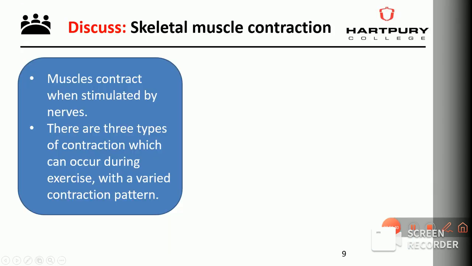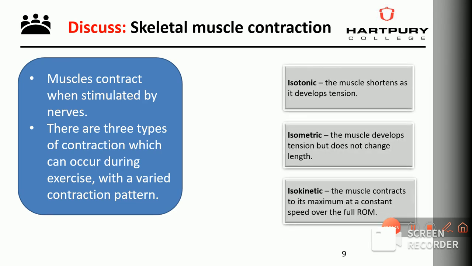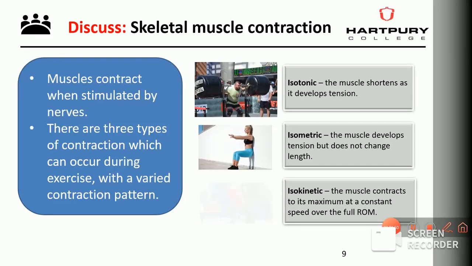So there are 3 types of skeletal muscle contraction we need to be aware of. That's isotonic, isometric, and isokinetic. So make sure you know the examples here for these different types of muscular contraction.